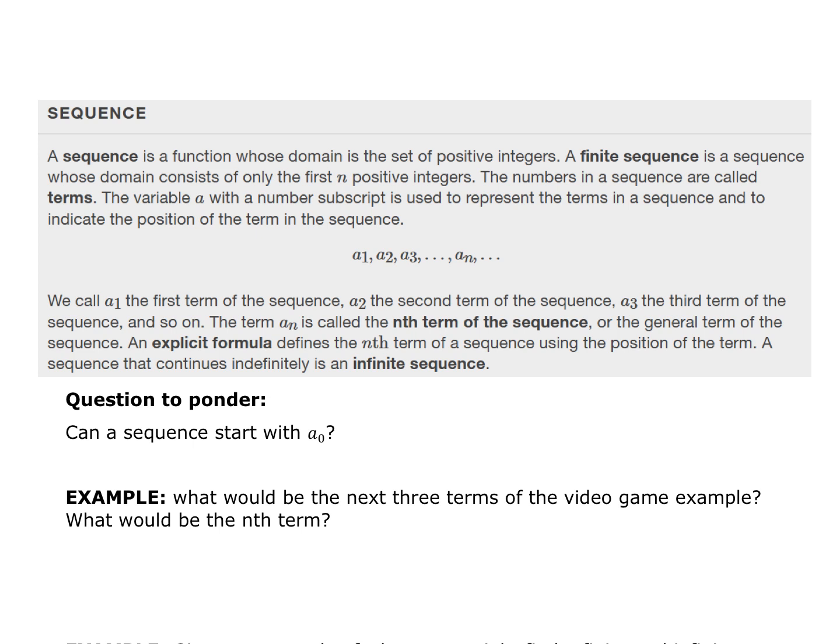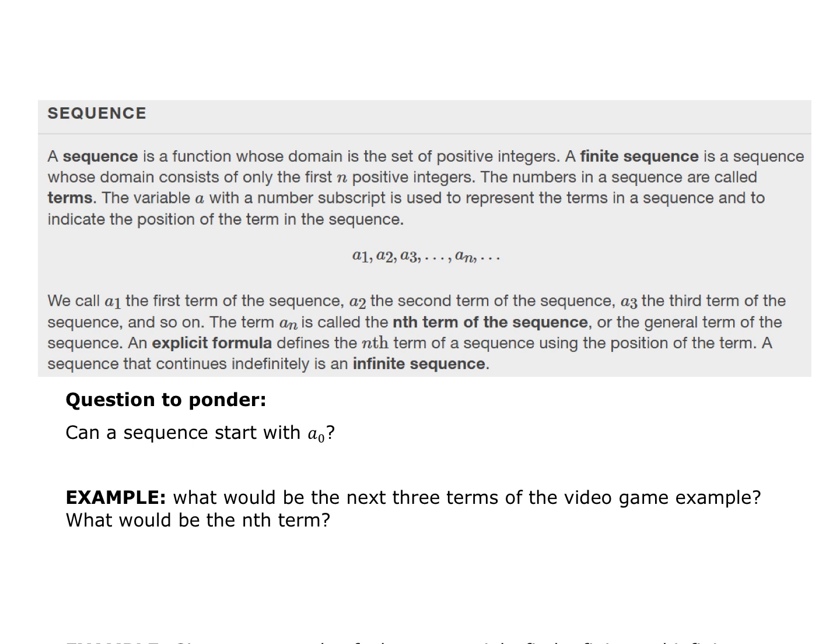So a sub 3 is the third term. We call a sub 1 the first term, a sub 2 the second, and etc. A sub n is called the nth term, or the general term, or the explicit formula for the nth term. And a sequence that continues forever is an infinite sequence.